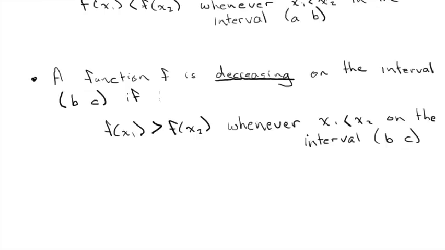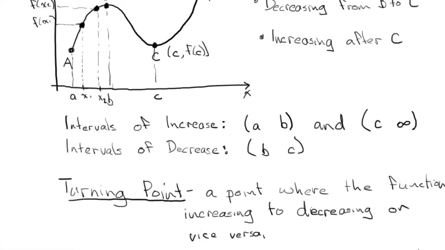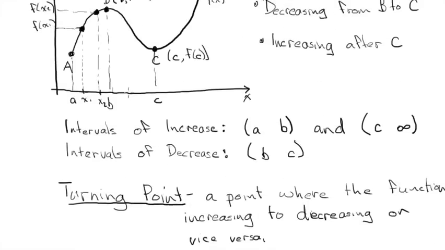And then the same for decreasing. A function f is decreasing on the interval b to c if f at x1 is bigger than f at x2 when x1 is less than x2. So now let's look at the interval b to c. So b to c would be from here to here. So here x1 is going to be here, different x1 and x2. So x1 is less than x2, so you're going from left to right.